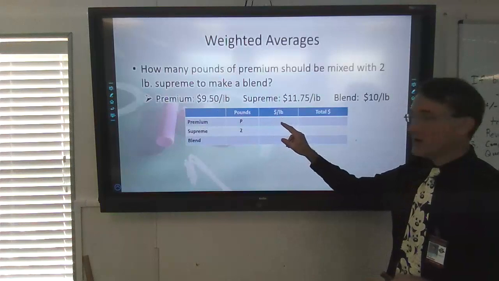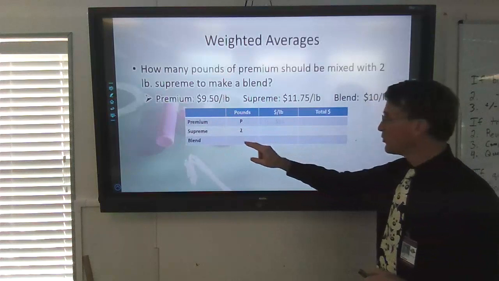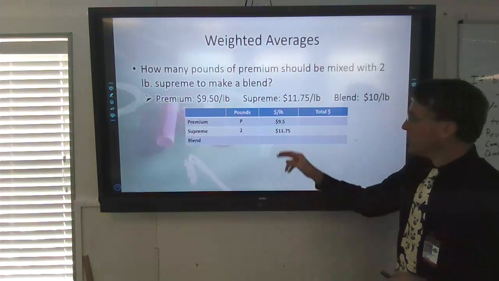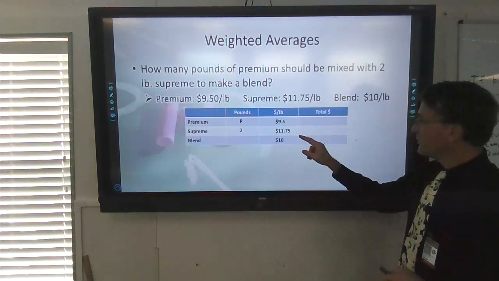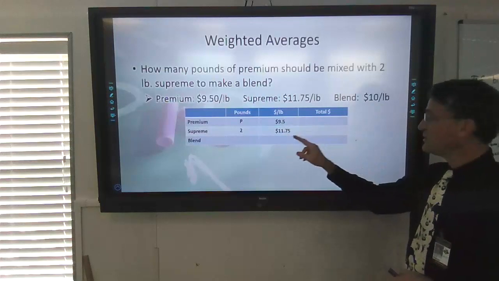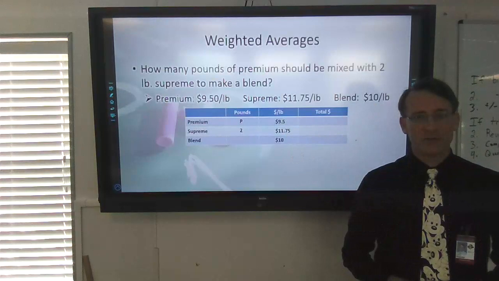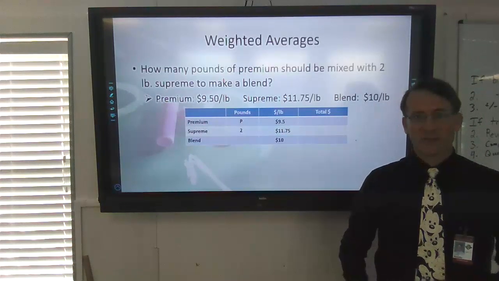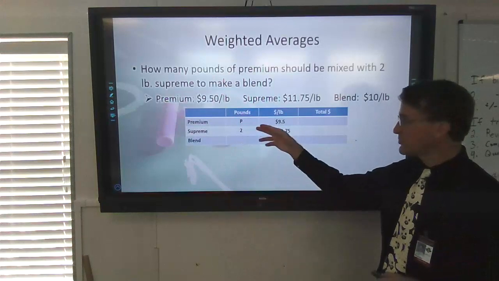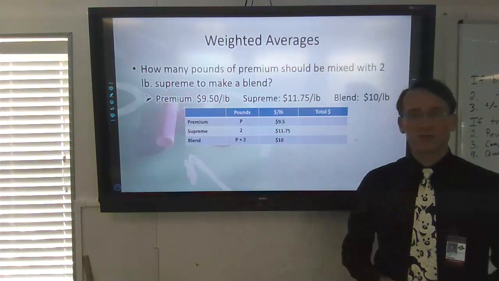Now I'm going to enter in my prices. My price for premium is $9.50 per pound. My price of supreme is $11.75 per pound. If I multiply these two together, my blend I want to be $10 a pound. So I'm going to put the $10 in there. Over here in this first column, the total number of pounds that I'm going to have is 2 plus whatever I put in as my premium, so P plus 2.